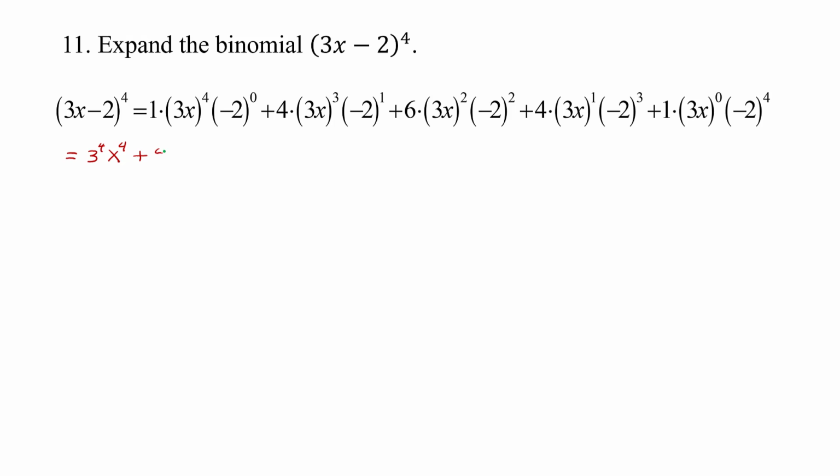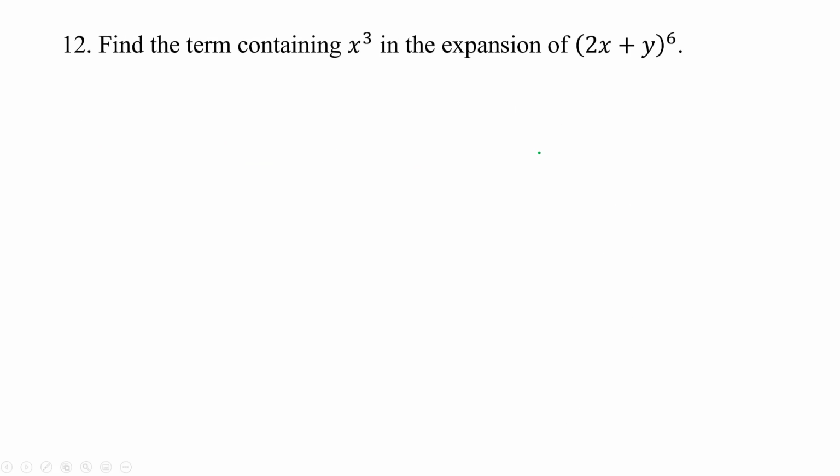And then we have plus 4 times 3 cubed times x cubed times negative 2 to the 1st power, which is negative 2. Then we have plus 6 times 3 squared times x squared times negative 2 squared, which is just positive 4. Then we have plus 4 times 3 times negative 2 cubed, which would be negative because it's an odd power, and, well, sorry about that.